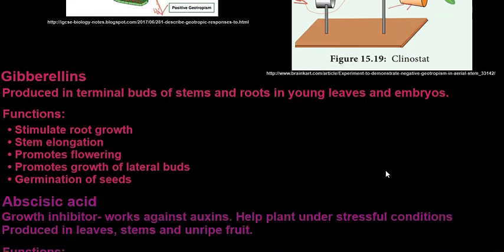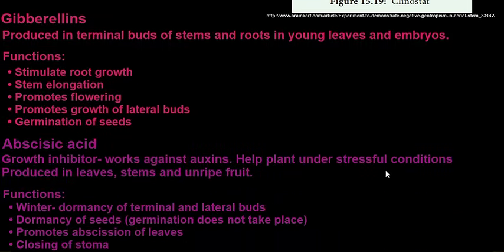Okay, now we're going on to the next hormone, which is Gibberellins. It is produced in the terminal buds of stems and roots, in young leaves and embryos. The function here is to stimulate root growth and stem elongation, it promotes flowering, it promotes growth of lateral buds, and it promotes the germination of seeds as well.